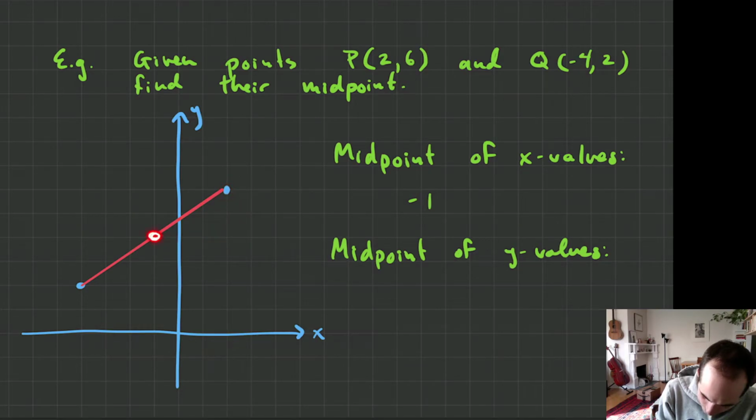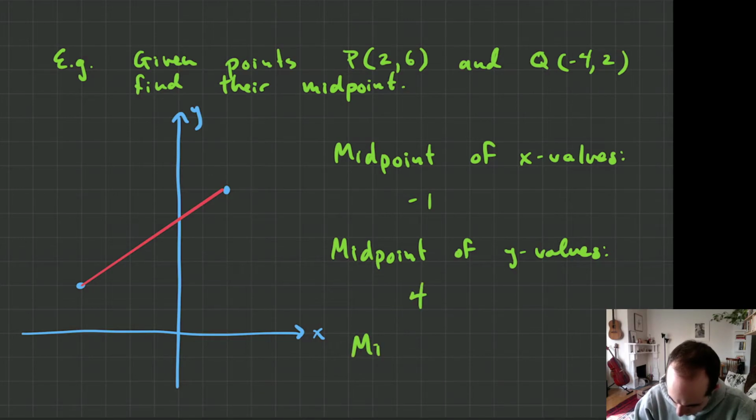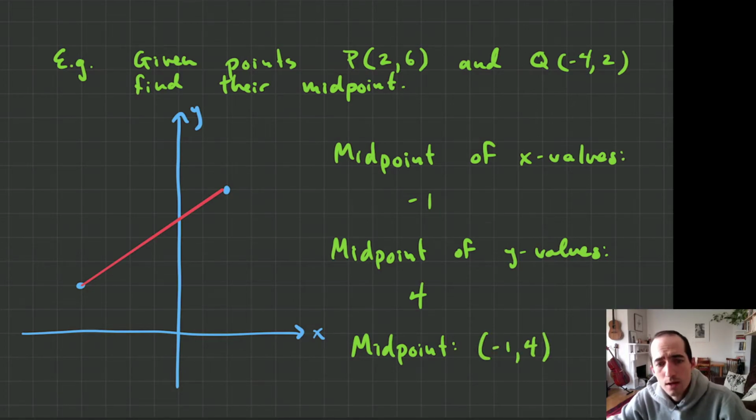So yeah, I think that this is certainly the midpoint right there. So this is the point, it has a y value of 4. So the midpoint is the point -1, 4.